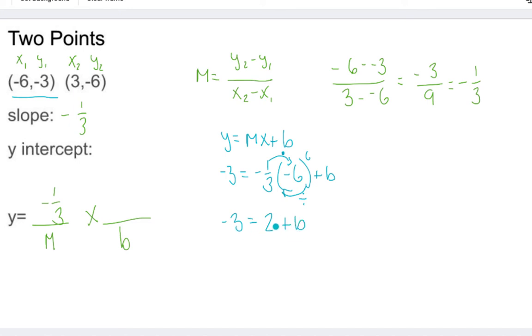So -3 equals 2 plus something. Since this 2 is positive, we're going to subtract 2 from both sides. And -3 minus 2 is -5. So b is -5, so our y-intercept is -5. So it's going to be y equals -1/3 times x minus 5.